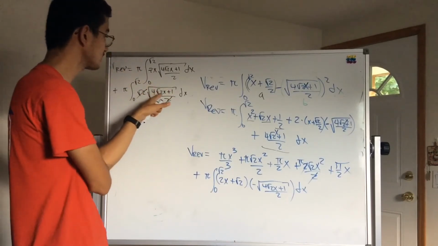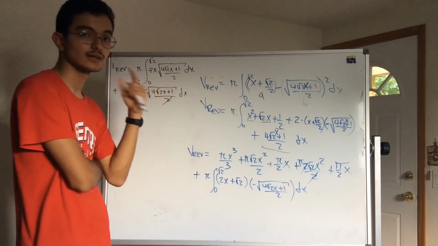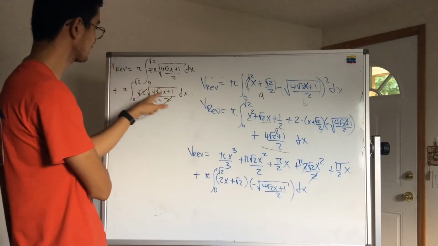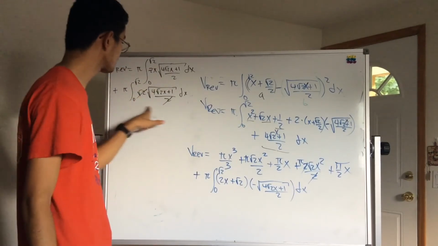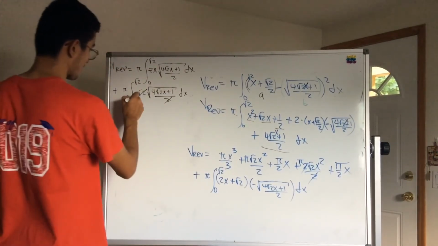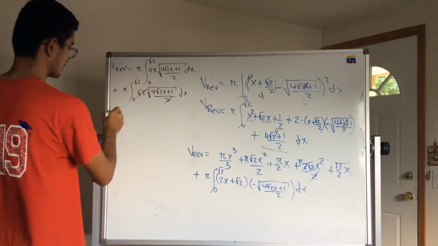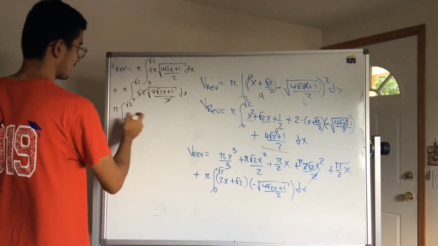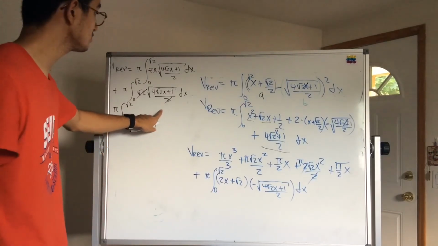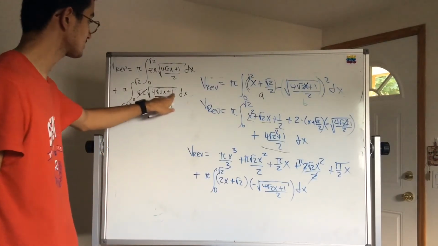Because we know that it's only first degree x, so we have x to the 1 over here, and an x outside. So first let's do this over here. Let's bring that over here. That's going to be pi times the integral from 0 to radical 2. And let u equal this under the radical.